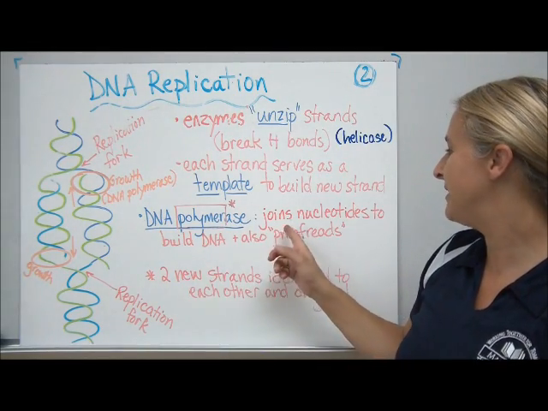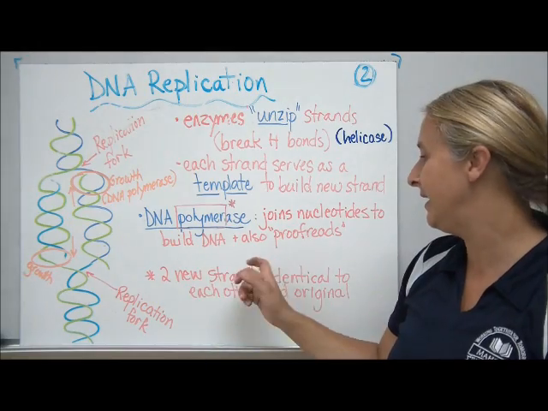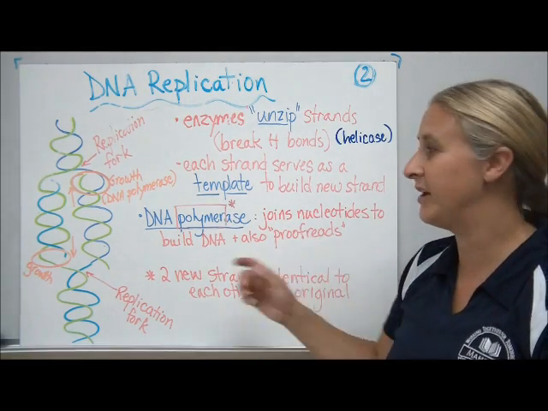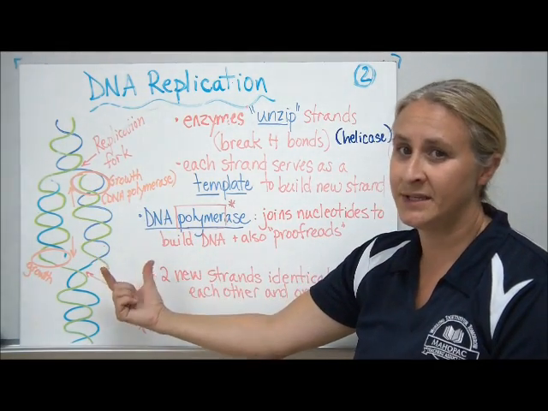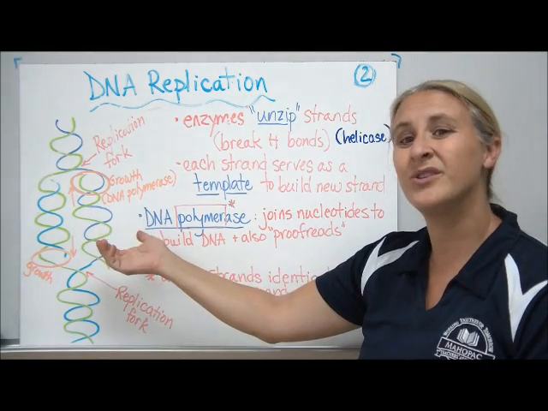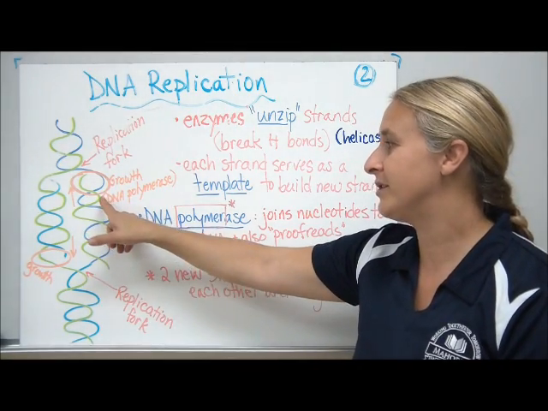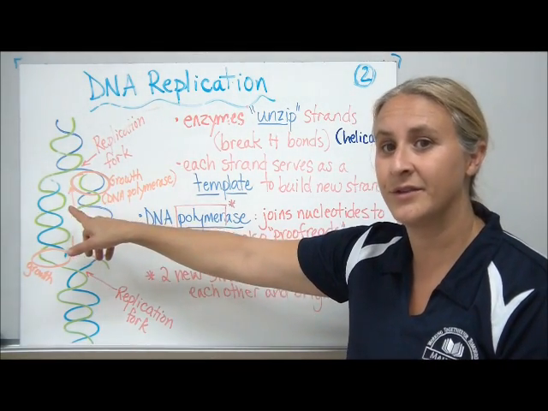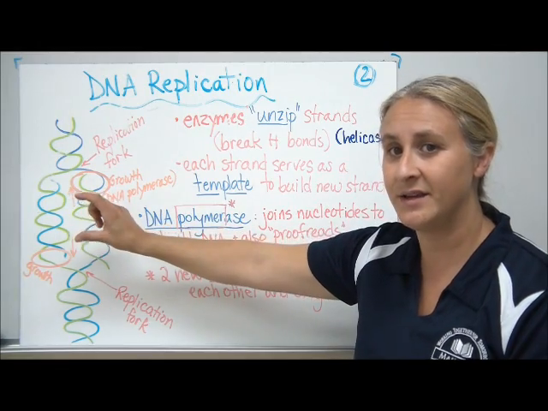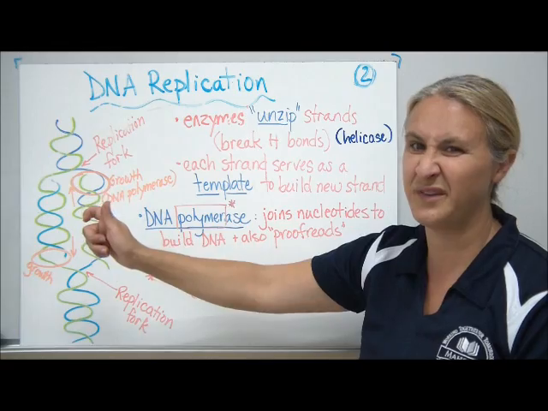So the DNA polymerase is going to join the nucleotides together in order to build the DNA, and it also is going to help proofread. Once it starts to build it, there's going to be another DNA polymerase that comes along in order to look to see if it made any what we might call spelling errors. It's going to look to see if there's an A on one side, there should be a T on the opposite side.